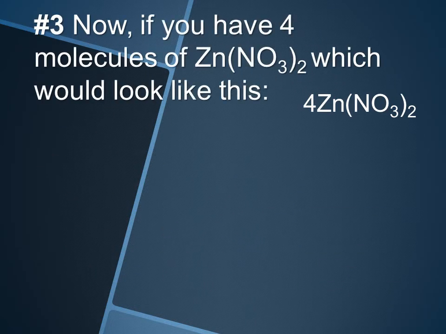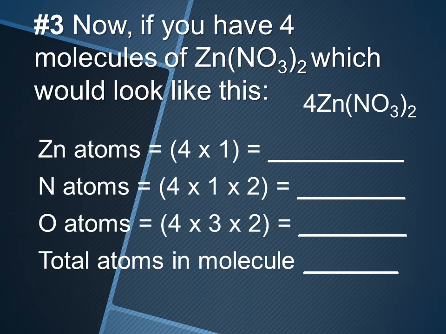Okay, so the last one is the hardest. So you know how to do this molecule, zinc nitrate, where you have a parentheses and you have a number outside that parentheses. But what if you had a number in front of it too? If you had 4 zinc nitrate molecules, it would look like this. So this means there's 4 zinc nitrate molecules. So we need to figure this out. So what you would do is exactly what we did before. You just multiply everything by 4.